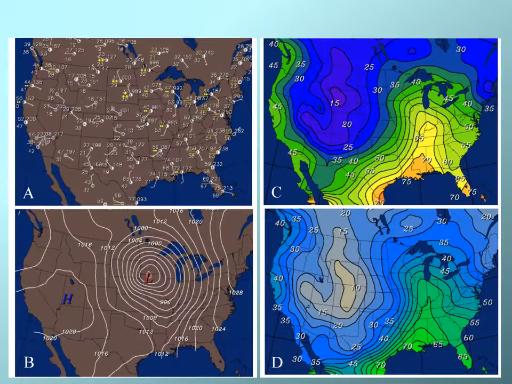Now, B in the lower left is a pressure map, a sea level pressure map with isobars. C in the upper right, that's a temperature map. We use isotherms. And D in the lower right, you might wonder, what is that? Those are dew point temperatures, and the lines are called isodrosotherms.